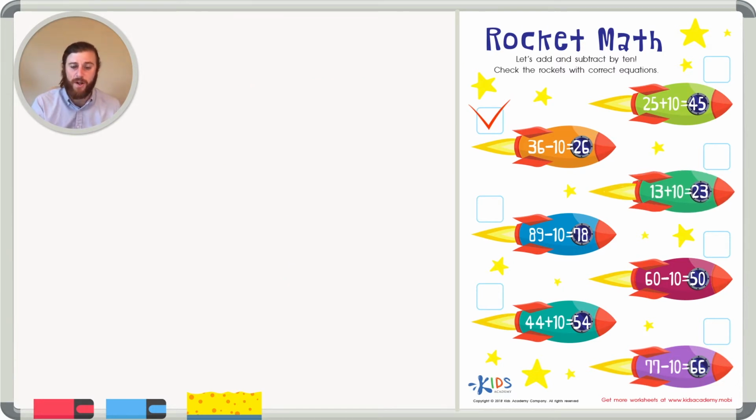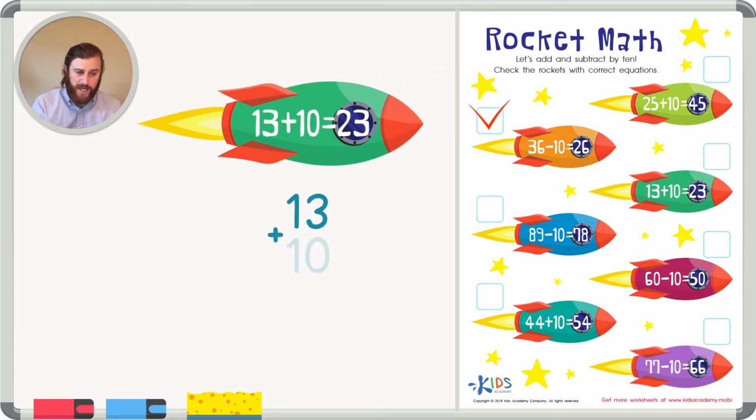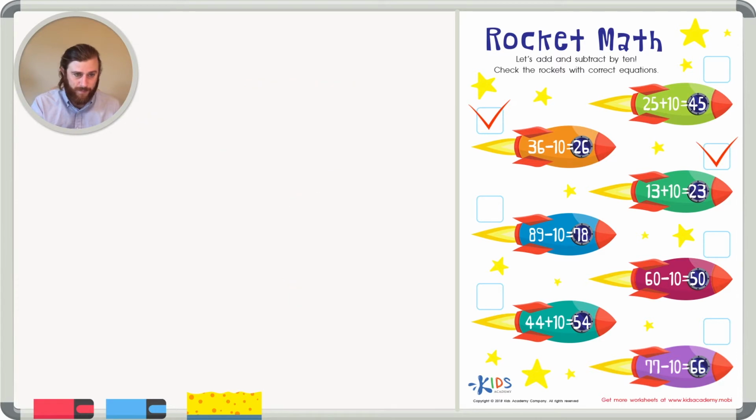Let's take a look at the next one. 13 plus 10. This rocket has a sum of 23. Let's go ahead and check that. 3 plus 0. Remember, anything plus 0, the number stays the same. We have a 3 again. And 1 plus 1 just equals 2. This rocket is correct again. It shows a sum of 23. So let's go ahead and check that rocket.